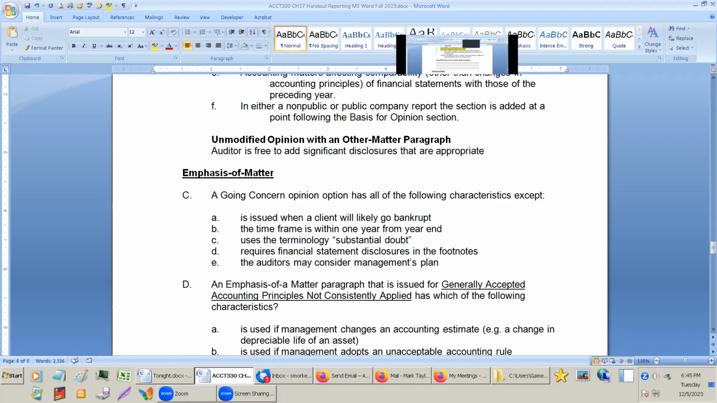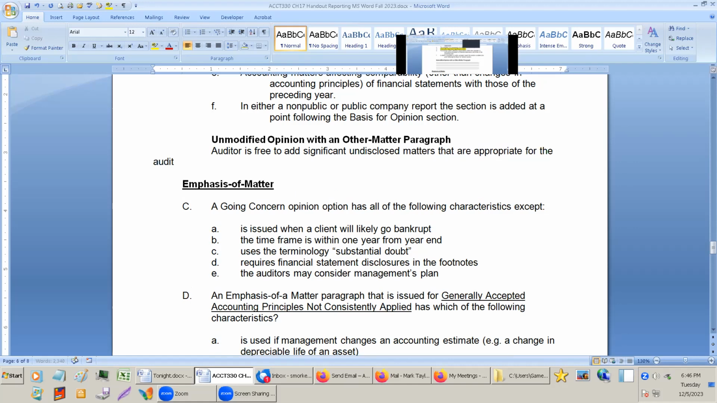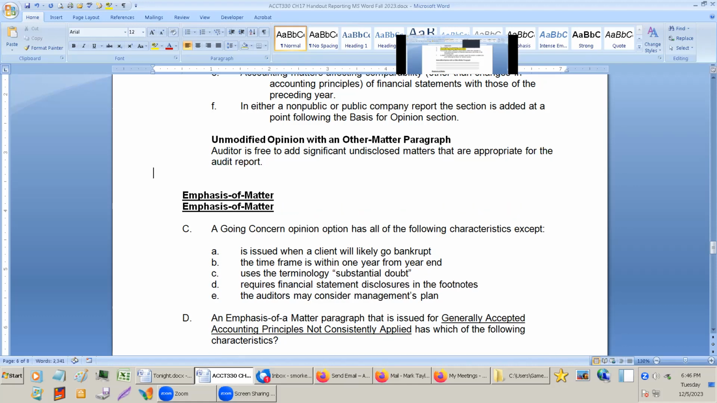You know what? Let me change this. I'm sorry. The auditor is free to add significant undisclosed matters that are appropriate for the audit report. And I'll give you an example.